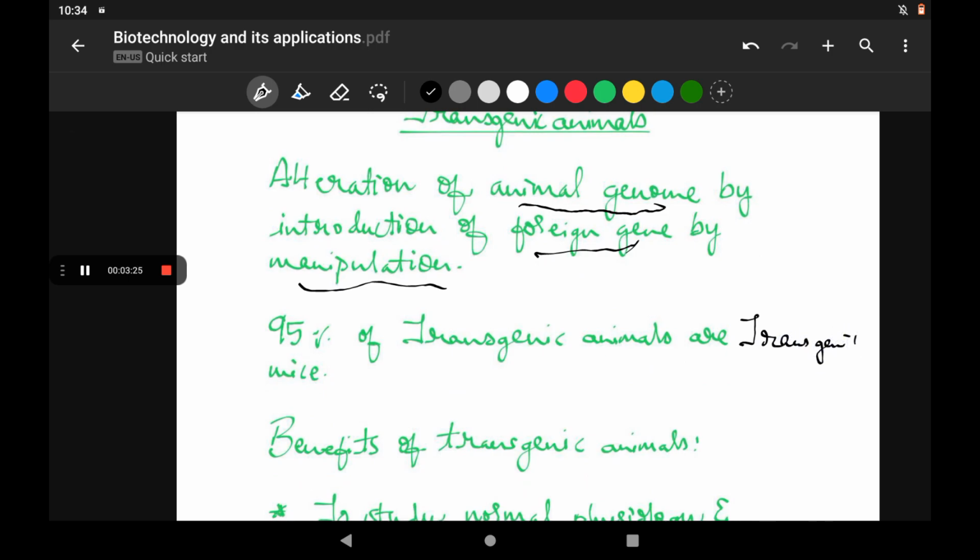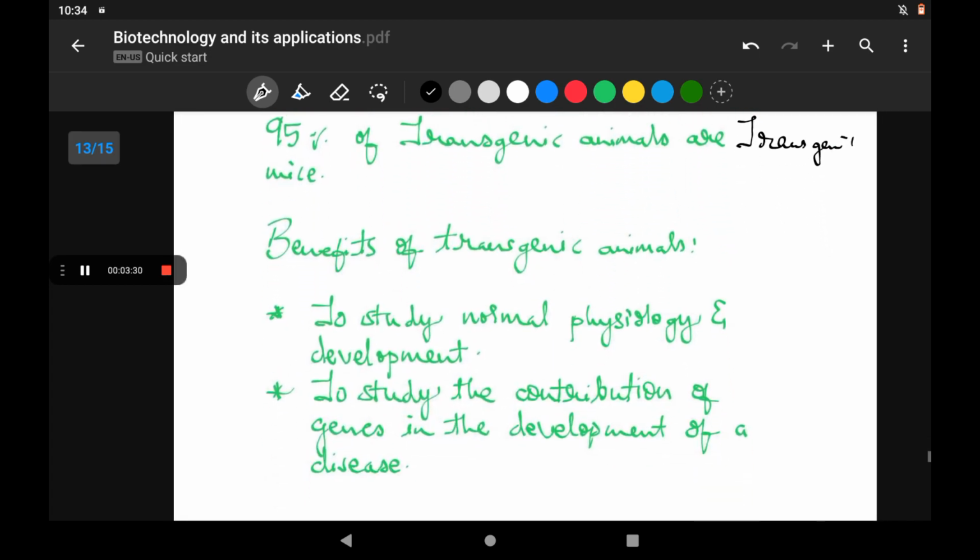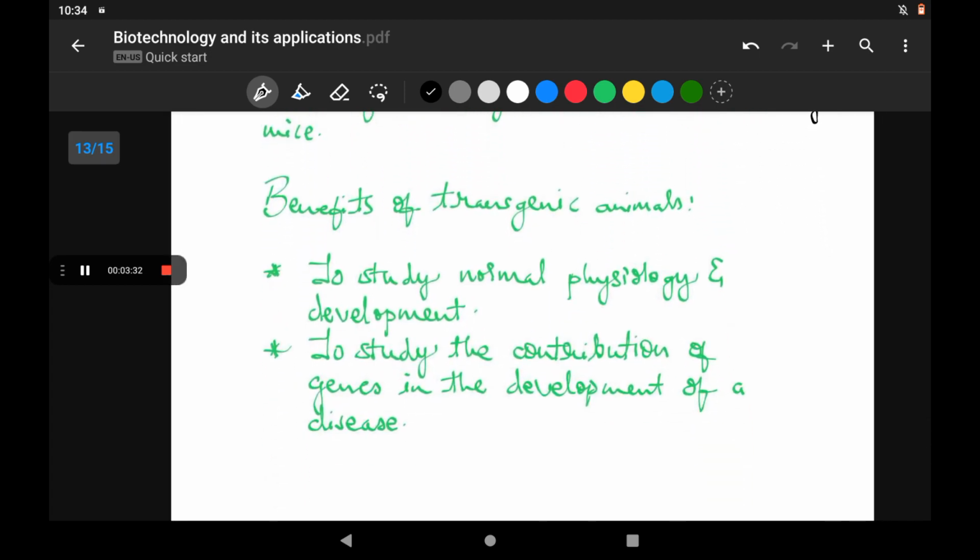So that we have to remember about the benefits of transgenic animals. First, to study normal physiology and development, like insulin-like growth factor. So we can study the normal physiology and development using these transgenic animals. Insulin-like growth factor is the example that they have given.